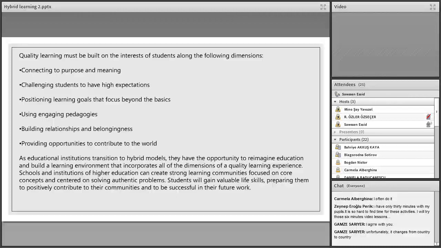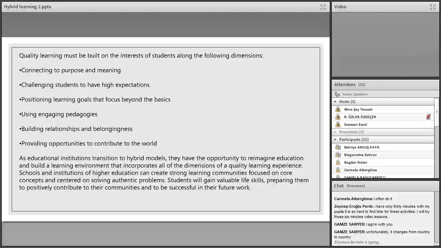Quality learning must be built on the interests of students along the following dimensions. So connecting to purpose and meaning, challenging students to have high expectations, positioning learning goals that focus beyond the basics, and using engagement pedagogies, building relationships and belonging, providing opportunities to contribute to the world. So, as educational institutions transition to hybrid learning models, they have the opportunity to reimagine education and build a learning environment that incorporates all the dimensions of a quality learning experience.